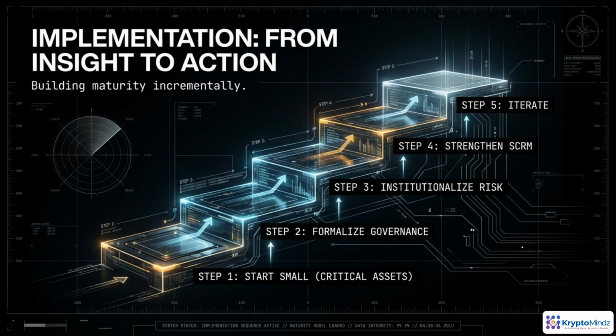Moving from insight to action with CSF 2.0 is about sequencing, not perfection. First, start small around your most critical assets or services. Let that define your initial scope and profiles. Next, formalize governance. Clarify roles, policies, and decision paths, so CSF work isn't just best effort. Then, institutionalize risk. Use repeatable methods to rate, prioritize, and track CSF gaps. After that, deliberately strengthen supply chain risk management rather than treating vendors as an afterthought. Finally, iterate. Revisit profiles, tiers, and metrics regularly, and expand scope as you learn.